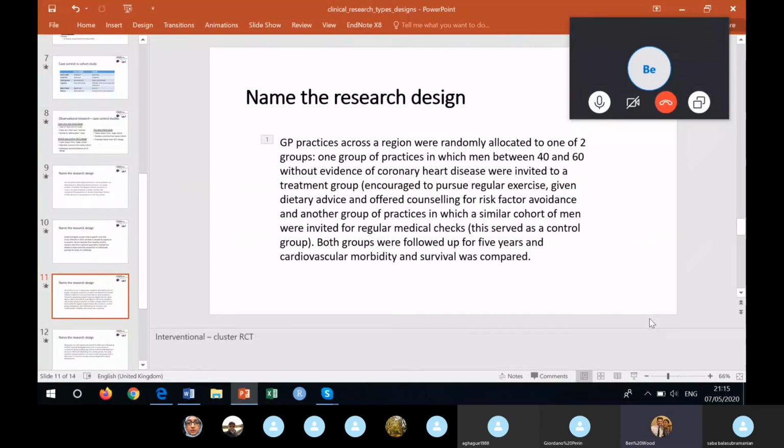Well, in a way, you're providing an intervention by giving one group exercise, dietary advice, etc., and the other just regular checks. Actively intervening, yeah? So it's got to be an interventional design. And you have a control group. So it's a control trial, and then you've got this phrase, randomly allocated. Sure. Yeah, randomized control. There'll be a randomized control trial.